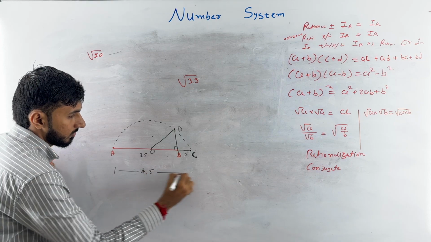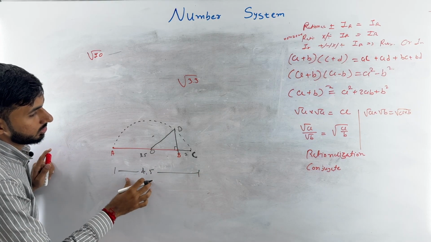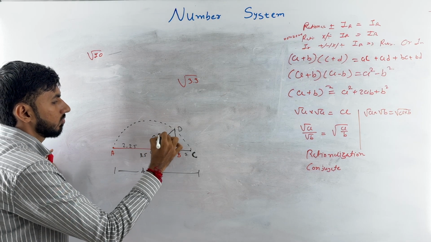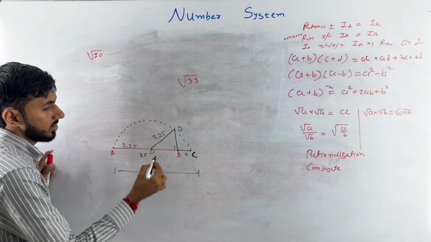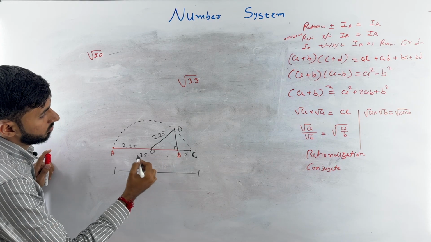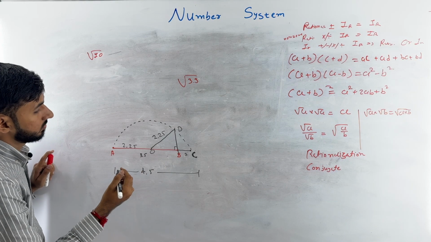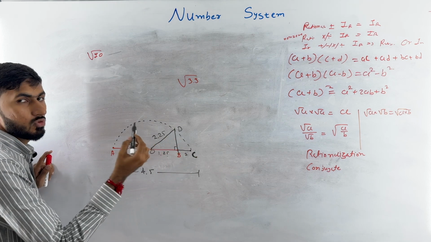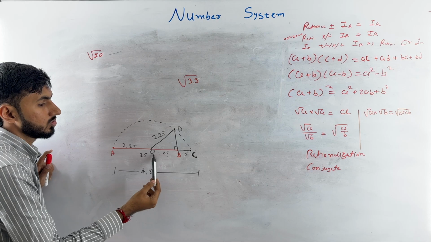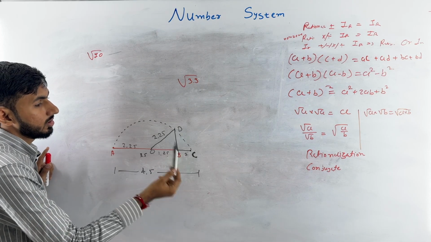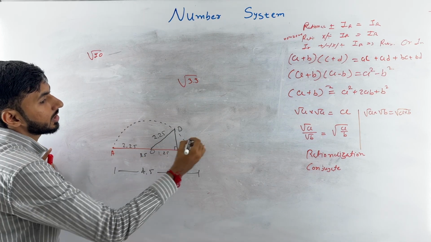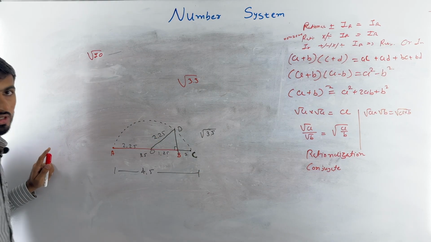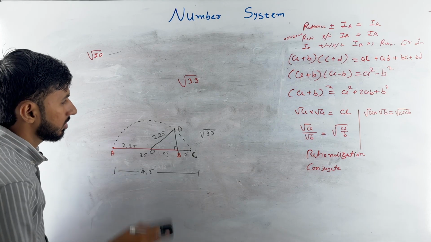Total length is 4.5. Now the middle point of 4.5 will become 2.25. So here we have 2.25. OB is 2.25 minus 1, that is 1.25. So if you apply Pythagoras theorem to OBD to find the length of side BD, you will get the answer as square root of 3.5, right? As we have shown in the earlier example. So this is the simple trick.